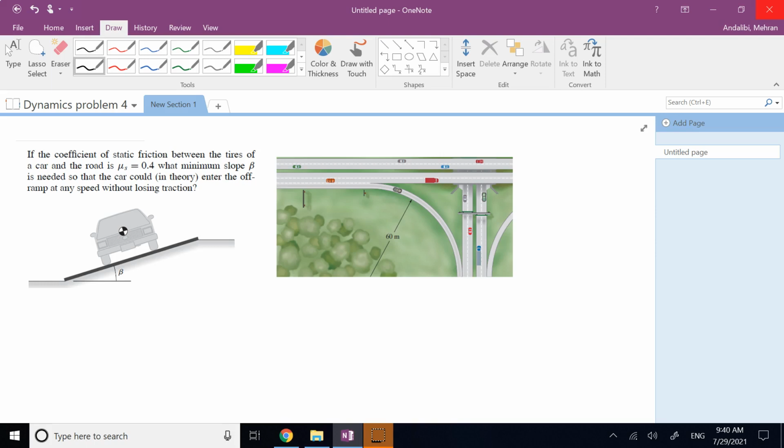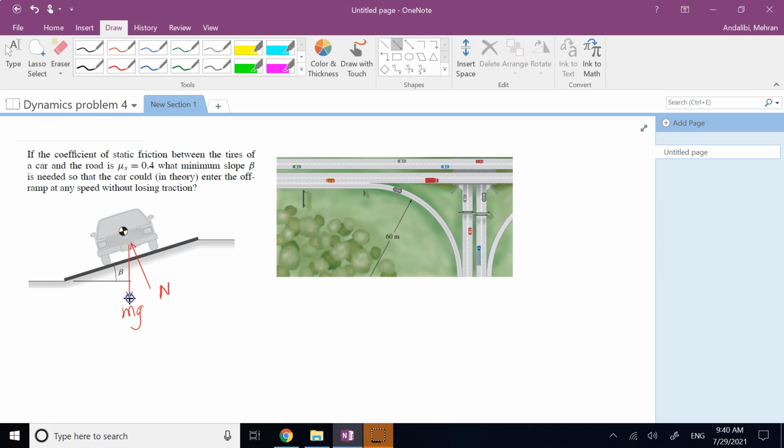So the first step is definitely a free body diagram. The forces that we have on this car are mg, which is downward, and a normal from the surface to the car. So that's n, that is mg, and then we have friction.